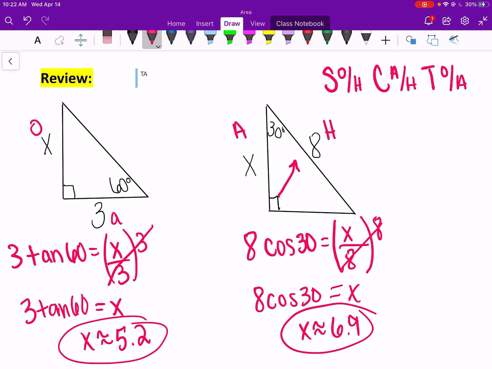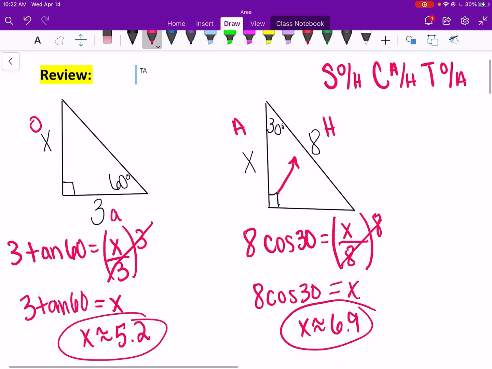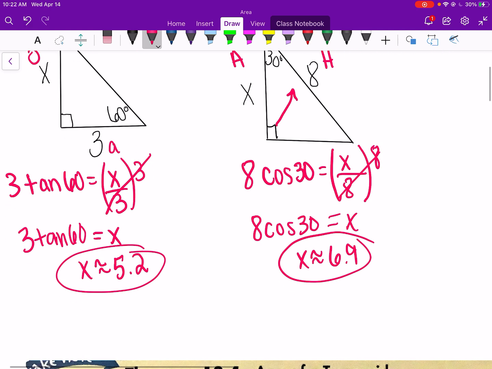So hopefully this is all super familiar to you guys. It is from the last unit, and like I said, we will be using it just a little bit when we are finding areas today.